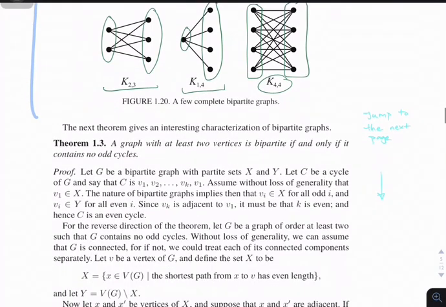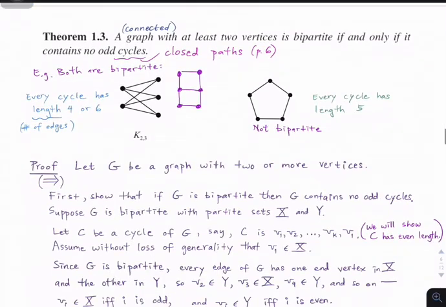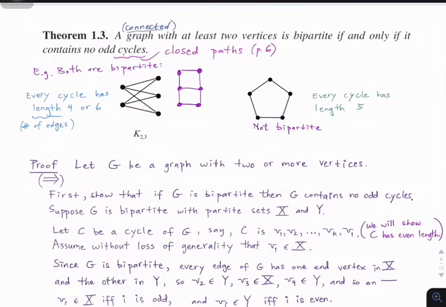All right, so next we will talk about a characterization of bipartite graphs. For simplicity, we'll prove this for a connected graph. The theorem says that a graph with at least 2 vertices is bipartite if and only if it contains no odd cycles. And remember that a cycle is a closed path. So before we prove this, let's look at some examples.